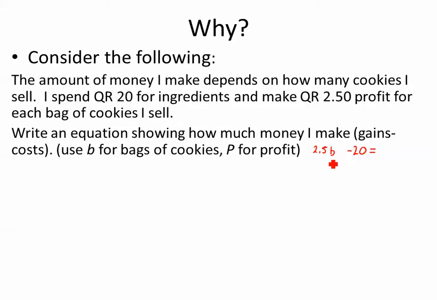Now that should make sense because if I sell one bag, I make $2.50. If I sell 2 bags, I get 5. If I sell 3 bags, I get $7.50. If I sell 10 bags, well, it's just 10 times $2.50, which would be 25 Riyals. So we go 2.5b minus 20 equals our profit, right? So profit is how much money I make. All right, so we've got our equation.